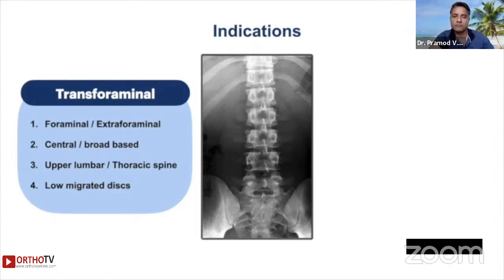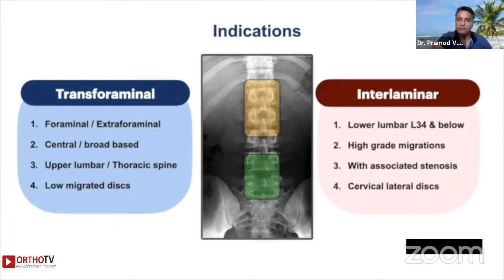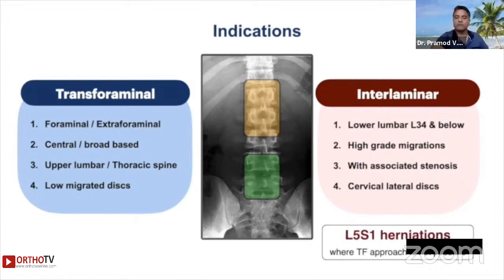So indication wise, transforaminal approach is more suitable for foraminal or extraforaminal disc herniations, low migrated, central or broad based herniations. It is also a preferred approach at upper lumbar levels or thoracic level disc herniations. Whereas interlaminar approach is more suitable for lower lumbar disc herniations, especially L5-S1 disc herniations, where transforaminal approach is not possible. It is also very effective in dealing with high grade migrations and in patients with herniations associated with stenosis. It is also a preferred approach for cervical disc herniations.